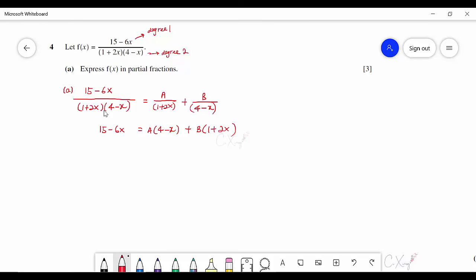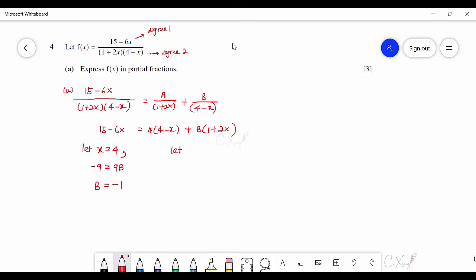For the first bracket, 4 minus x, I try to make the 4 minus x become 0, so I let x equal 4. When I let x equal 4, the value for this part is negative 9. 4 minus 4 equals 0, therefore the A also disappears. Then you substitute 4 into the 1 plus 2x, so you get 9B on the right hand side. Very easily, you get the value of B, which is negative 1.